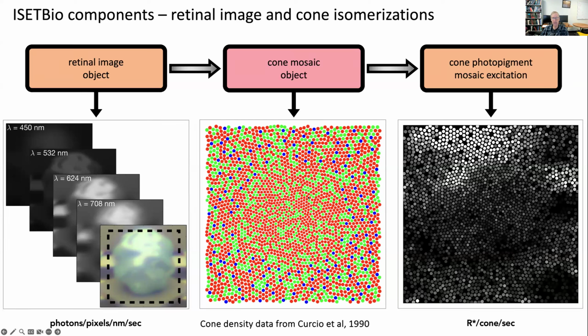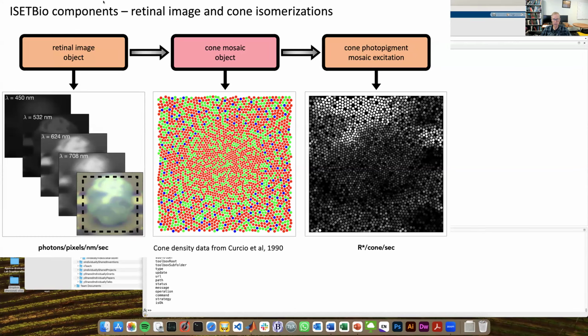And then given the mosaic and the cone spectral sensitivities and the retinal image, we are able to compute a map of the photopigment excitations for a realistic model of the human retina. So that's the calculation that I'm now going to turn to and show you how that would look in a basic ISETBio script. We can go through that piece by piece and unpack some of these ideas. But these slides, I hope, give you an orientation to where we're going to go with it.